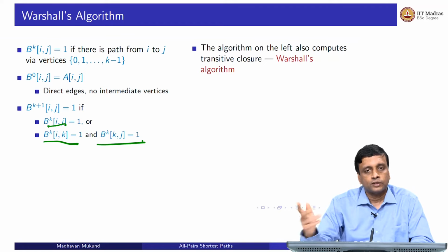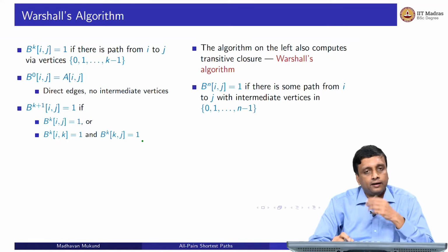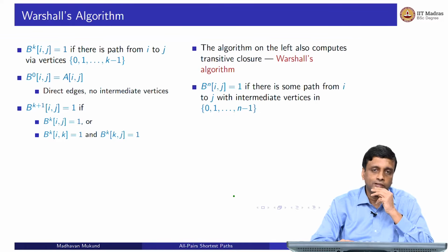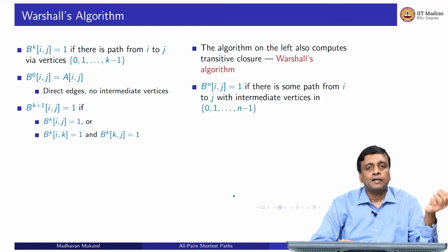Now what is the connection to transitive closure? Well, clearly B_n now tells me that B_n of ij is 1 if there is some path from i to j that passes through only the vertices 0 to n minus 1. But only the vertices 0 to n minus 1 is all the vertices. So it tells me that if I am computing this correctly, then B_n of i comma j will tell me that there is some path from i to j.